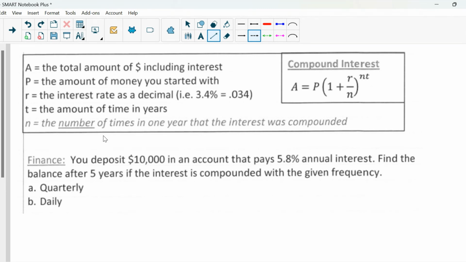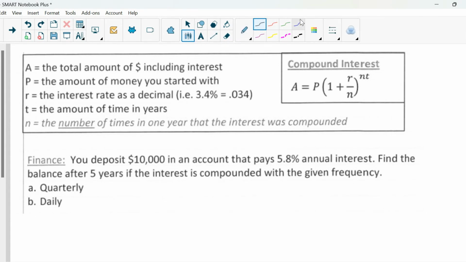So you deposit $10,000 in an account that pays 5.8% annual interest. Find the balance after 5 years if the interest is compounded within the given frequency. So we're going to calculate both quarterly and daily. And actually, maybe we'll just go with quarterly for now, and we can save daily for class.